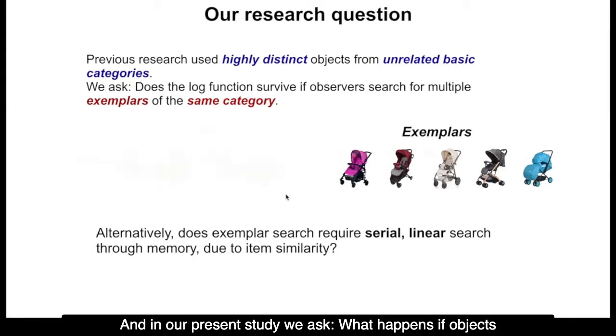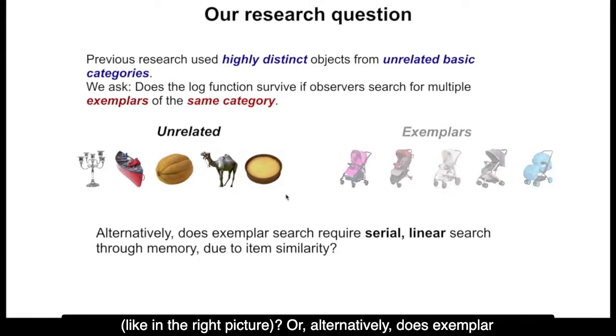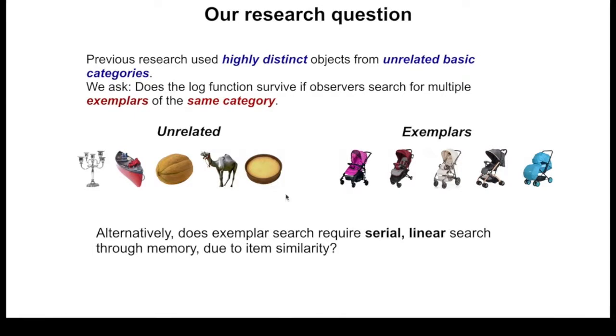And in our present study, we ask, what happens if objects are not that distinct? Does the log function survive if observers search for multiple exemplars of the same category, like in the right picture? Or alternatively, does exemplar search require serial, which means linear search through memory due to item similarity? And we tested this in 3 experiments.